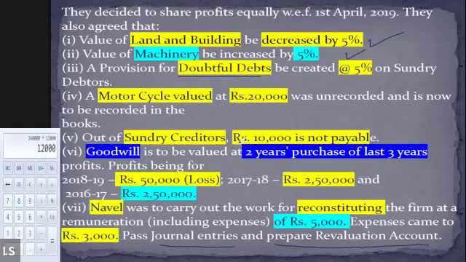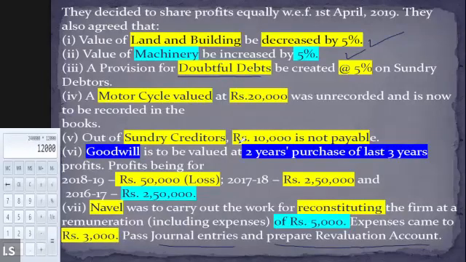Am I right? Point 6 says that goodwill is to be valued. How do we treat valued goodwill? We just adjust it among the partners in the gaining and the sacrificing shares. If goodwill is valued, it is to be adjusted among the partners in the gaining and the sacrificing shares. Am I right or wrong? Yes. So this is not at all related to the revaluation, right?